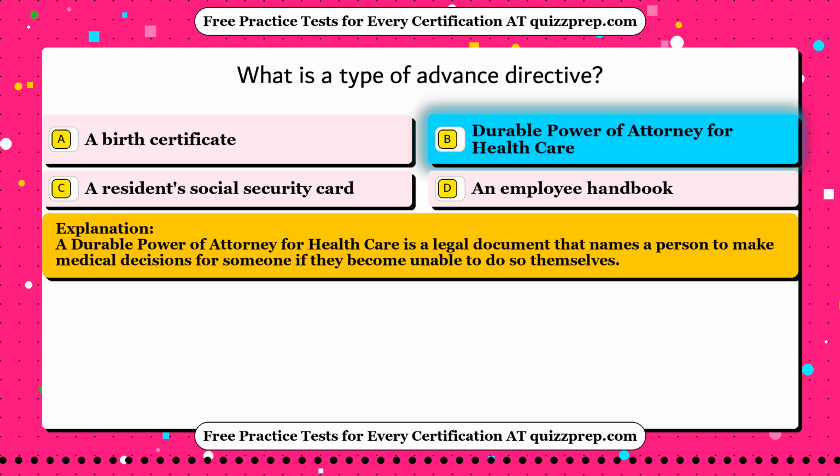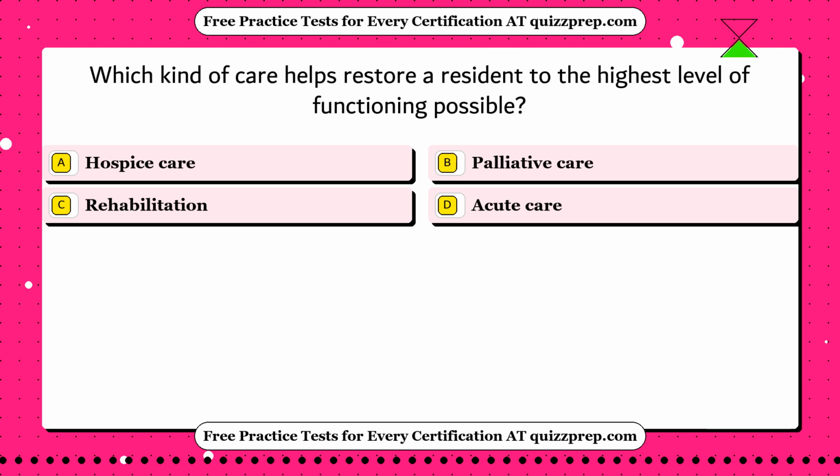The correct answer is option B, durable power of attorney for healthcare. A durable power of attorney for healthcare is a legal document that names a person to make medical decisions for someone if they become unable to do so themselves. Question 92. Which kind of care helps restore a resident to the highest level of functioning possible? Option A, hospice care. Option B, palliative care. Option C, rehabilitation. Option D, acute care.